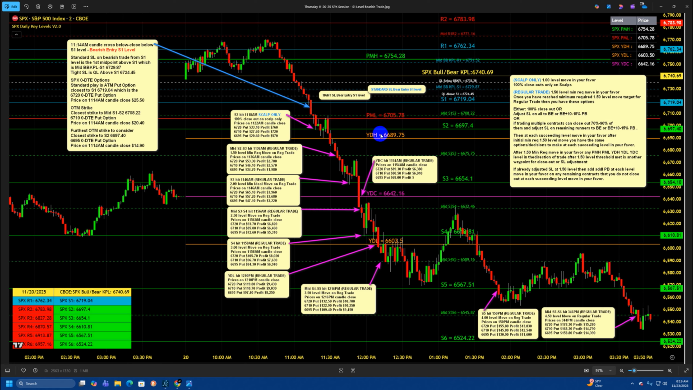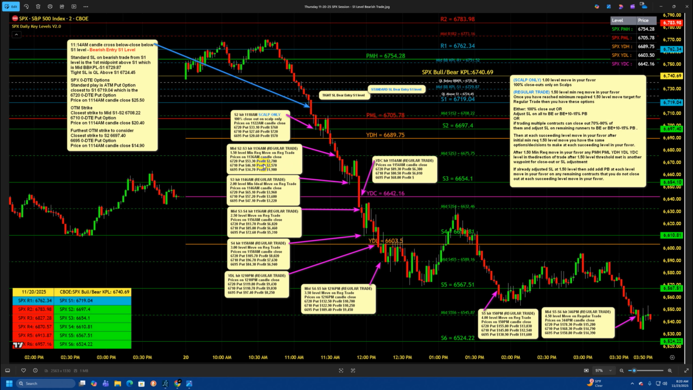The reason why we're not taking any decision here on the YDH level is that it falls before the 1.5 level move. So you are ignoring this in this case, even though it's after this, because this is a scalp only trade, and we only have these levels come into play if they occur after a 1.5 level move minimum threshold has been met. That would be these levels down here on this particular trade, not this one.